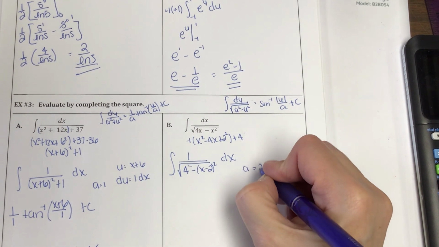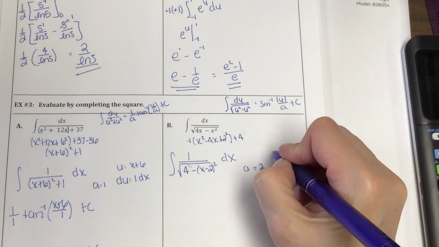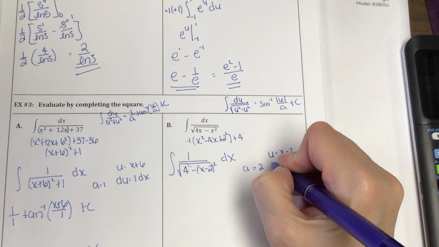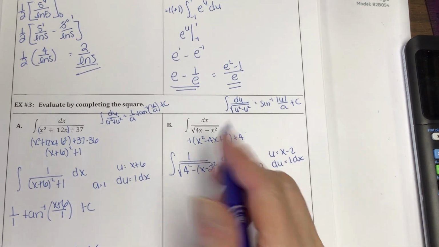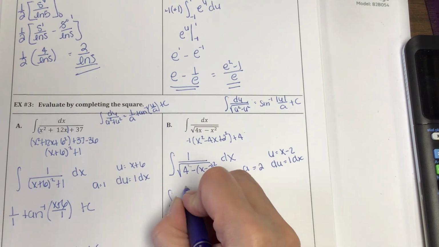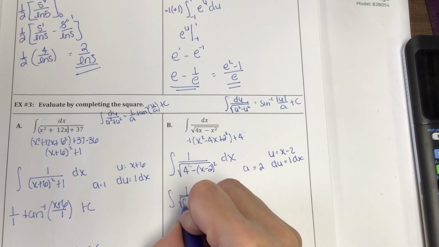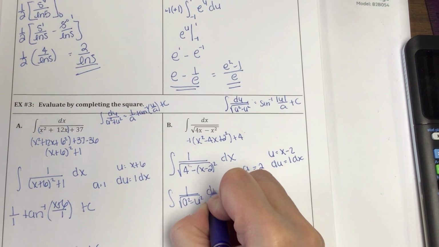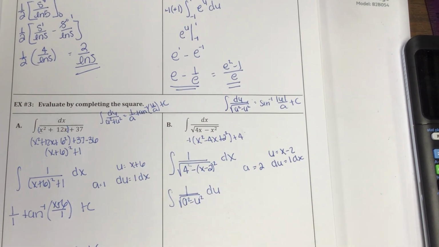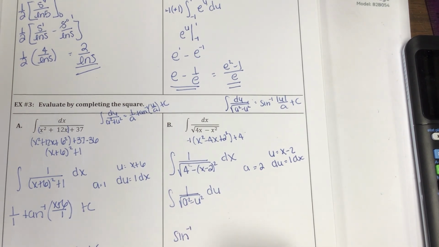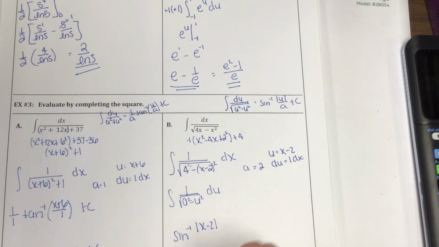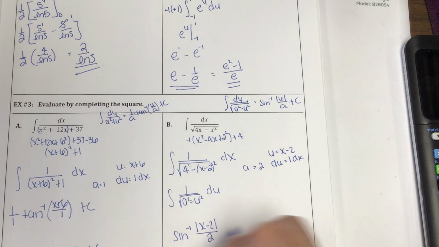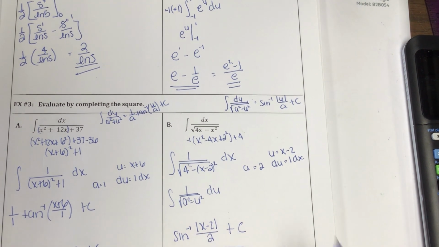So a would be 2, right? Square root of 4 is 2. And u would be x minus 2, which means du is 1 dx, which I have, the 1 dx. And so I'm looking at 1 over the square root of a squared minus u squared du, which would give me inverse sine of the absolute value of u, or in this case, absolute value of x minus 2, over a, which is 2, plus c. And I do need my absolute value there because there's a variable inside of it, right?